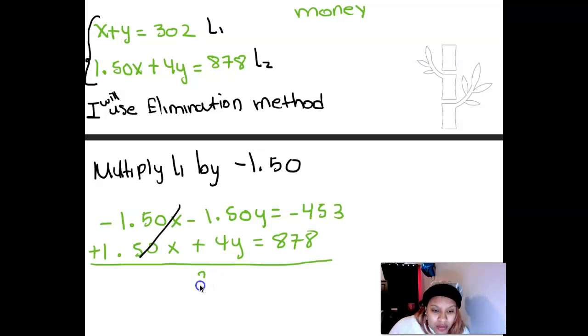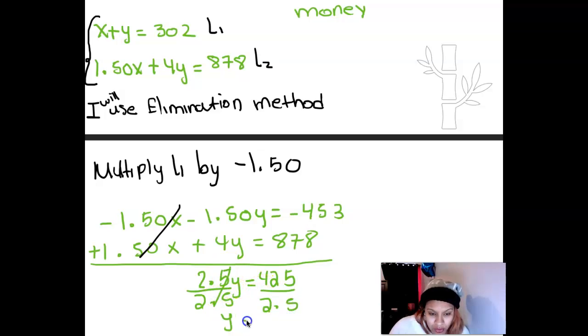I have 2.5y equals negative 453 plus 878, which is 425. Then I'm going to divide both sides by 2.5. That gives me y equals 170.